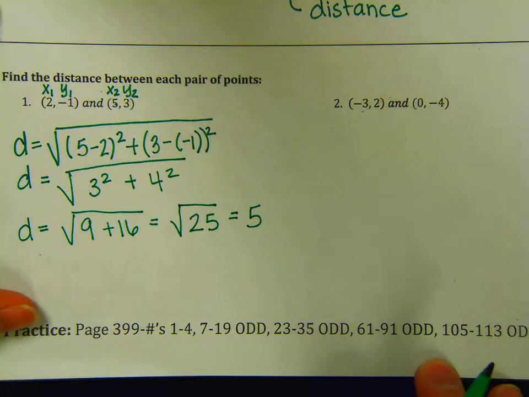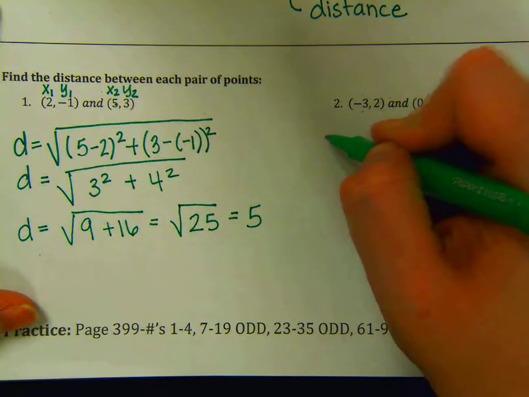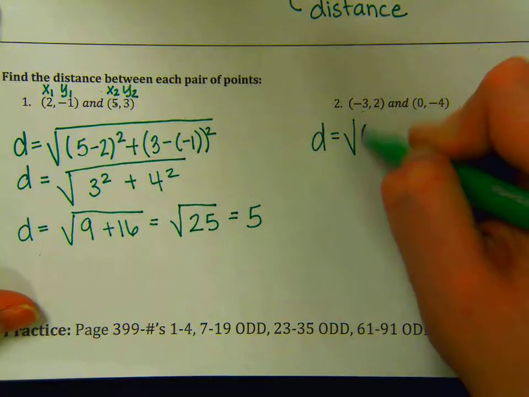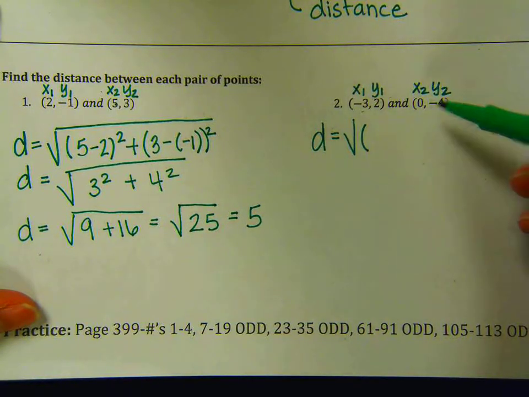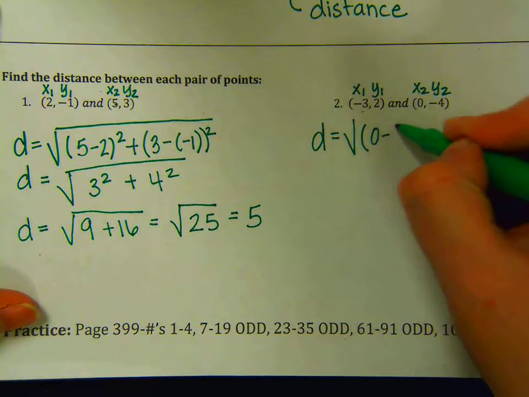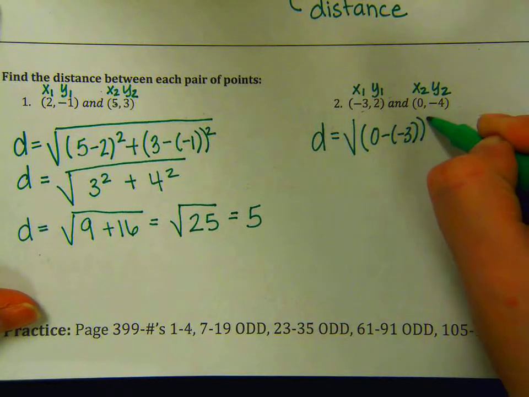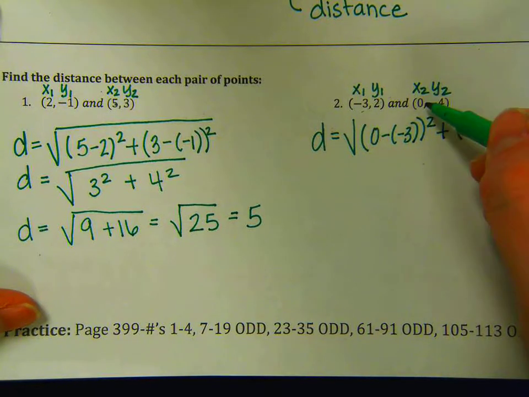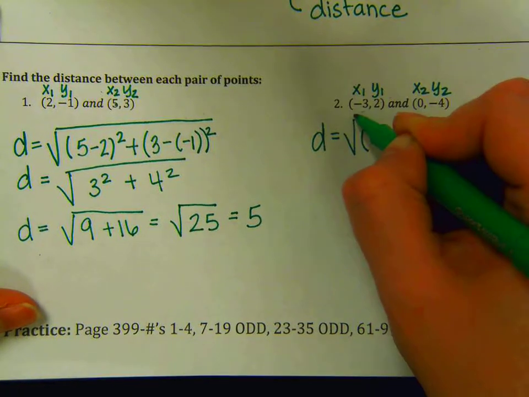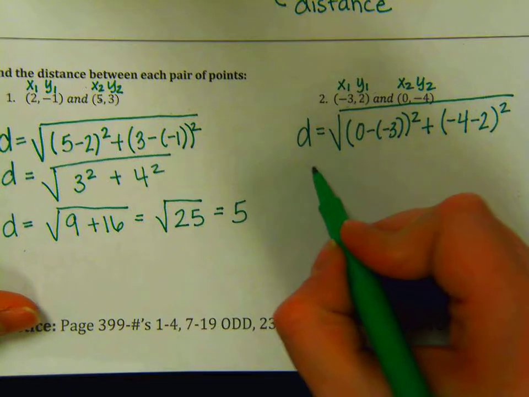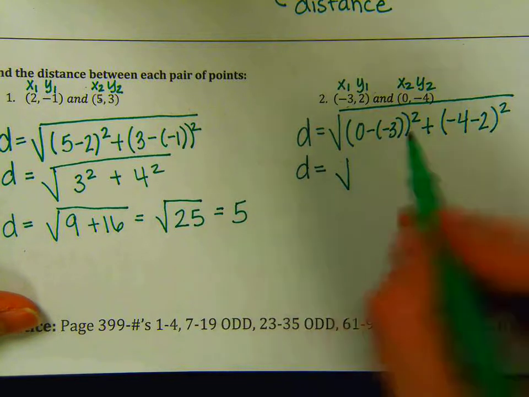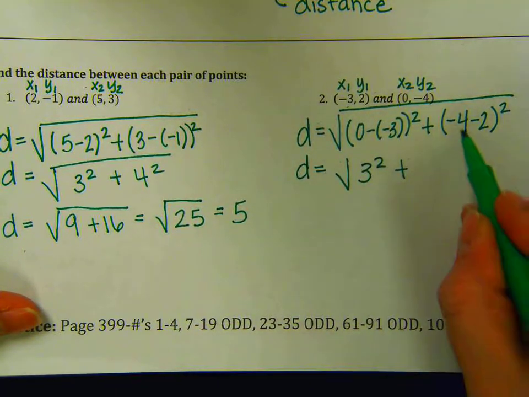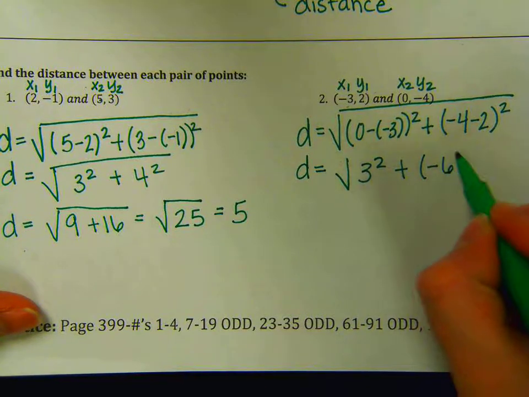Sometimes, like in number 2, we're going to have to keep the radical in there. So d is equal to, again, this is x1, y1, x2, y2. So 0 minus, again, be careful with those negatives, plus, we have negative 4 minus 2. Zero, negative, negative make it positive, so I have 3 squared. Negative 4 minus 2 is negative 6, so make sure you keep those parentheses.